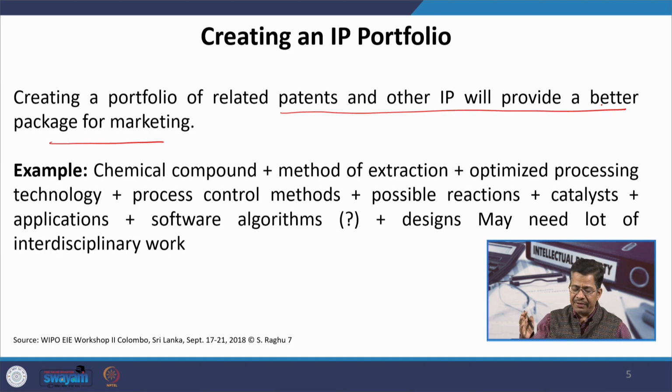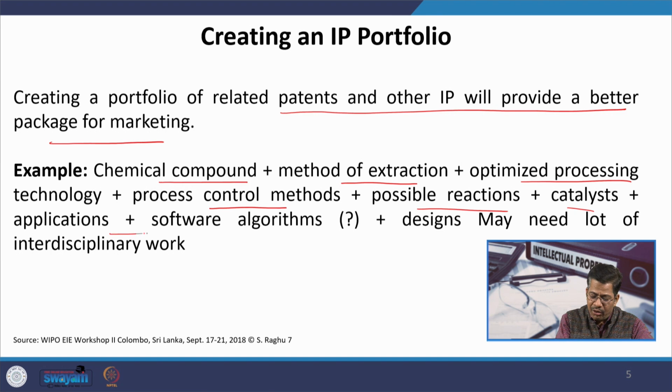Apart from the direct benefit that you will monetize those IP, having a solid IP portfolio helps you in better marketing your organization. And just to give you an example, when we are developing an IP portfolio, you have some chemical compounds, their method of extraction, then optimizing the processing technologies, process control methods, possible reactions. So many things are involved in this activity in a chemical plant.